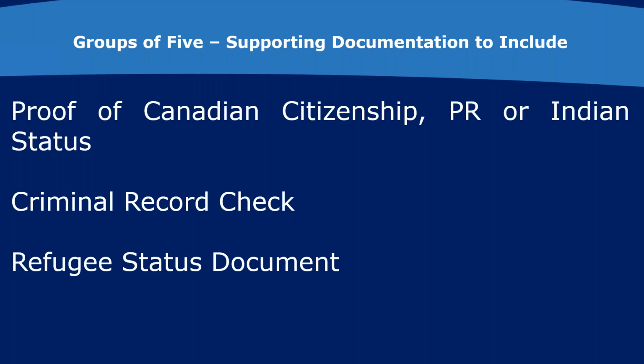The Group of 5 must also include a copy of the principal applicant's refugee status document. And it's very important that a copy of the refugee status document is included with the application package, because if you're sponsoring as a Group of 5 or a community sponsor and you do not include a copy of the principal applicant's refugee status document, the application will not be processed and it will be returned back to you as incomplete.